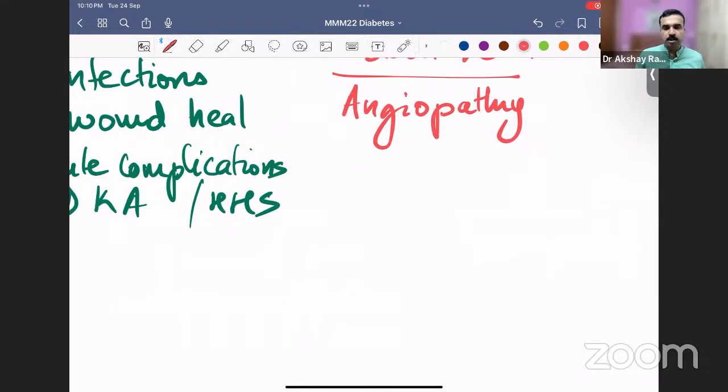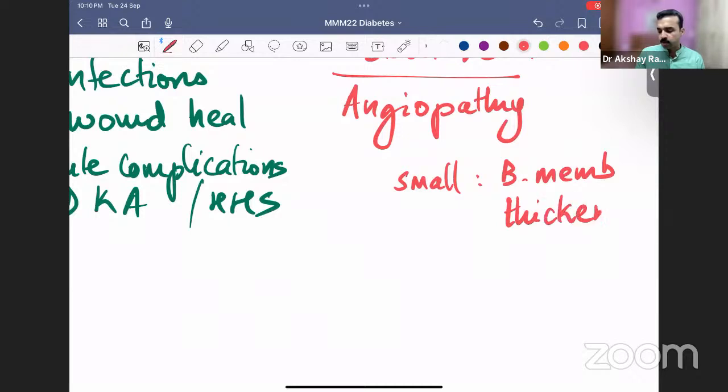So how is it going to trouble blood vessels? Small blood vessels, it will lead to basement membrane thickening. Already they're very small. If you end up causing thickening of their basement membrane, it means their lumen will start getting occluded. So microangiopathies are basically luminal occlusion due to basement membrane thickening.